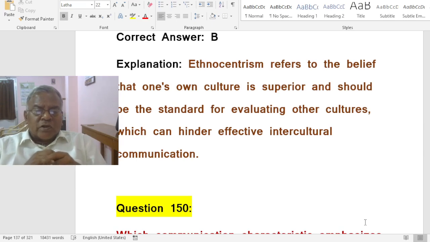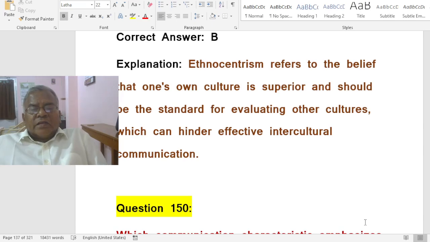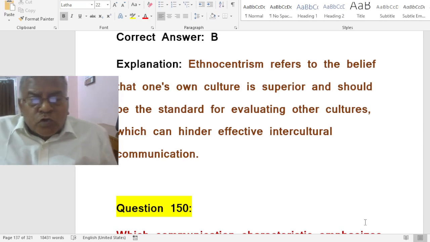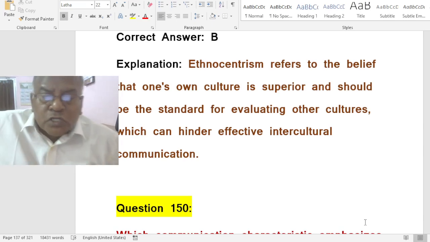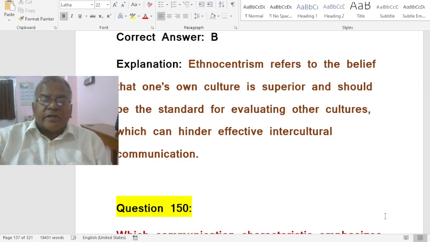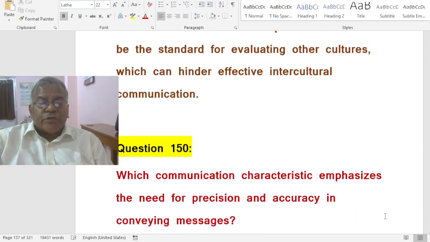Ethnocentrism means what? My own culture is superior. So through my own culture, I will be evaluating other cultures, because I am at the top, something like that. Ethnocentrism refers to the belief that one's own culture is superior and should be the standard for evaluating other cultures, which can hinder effective intercultural communication.